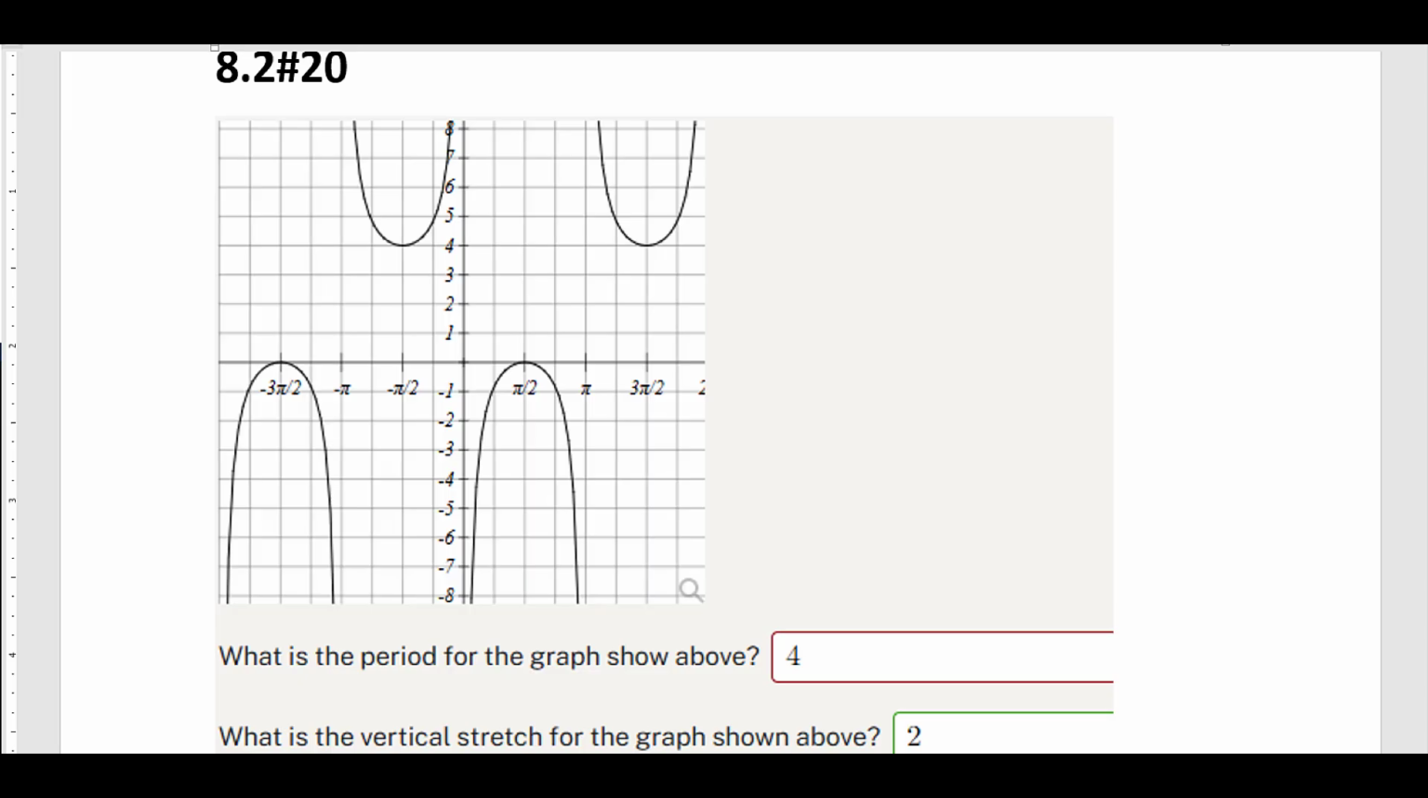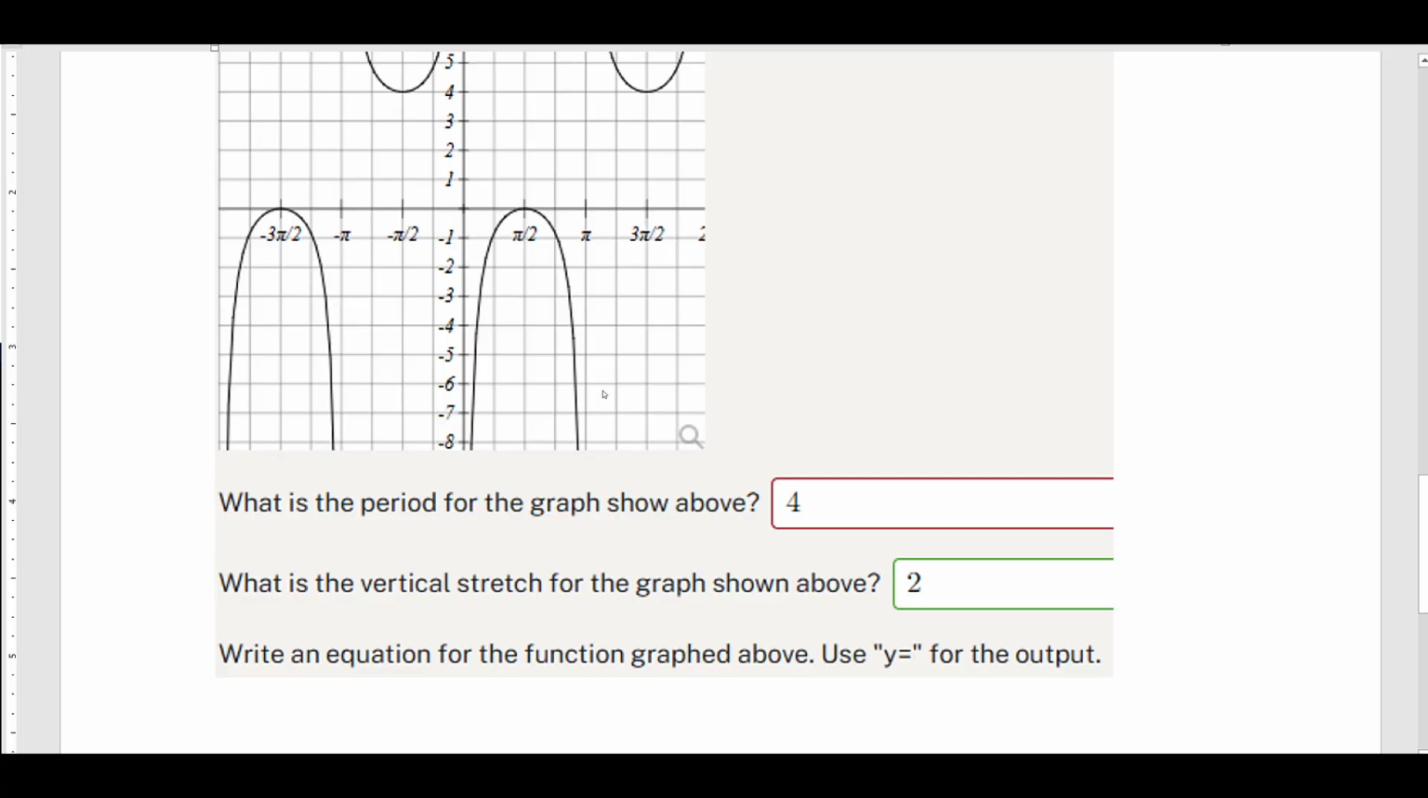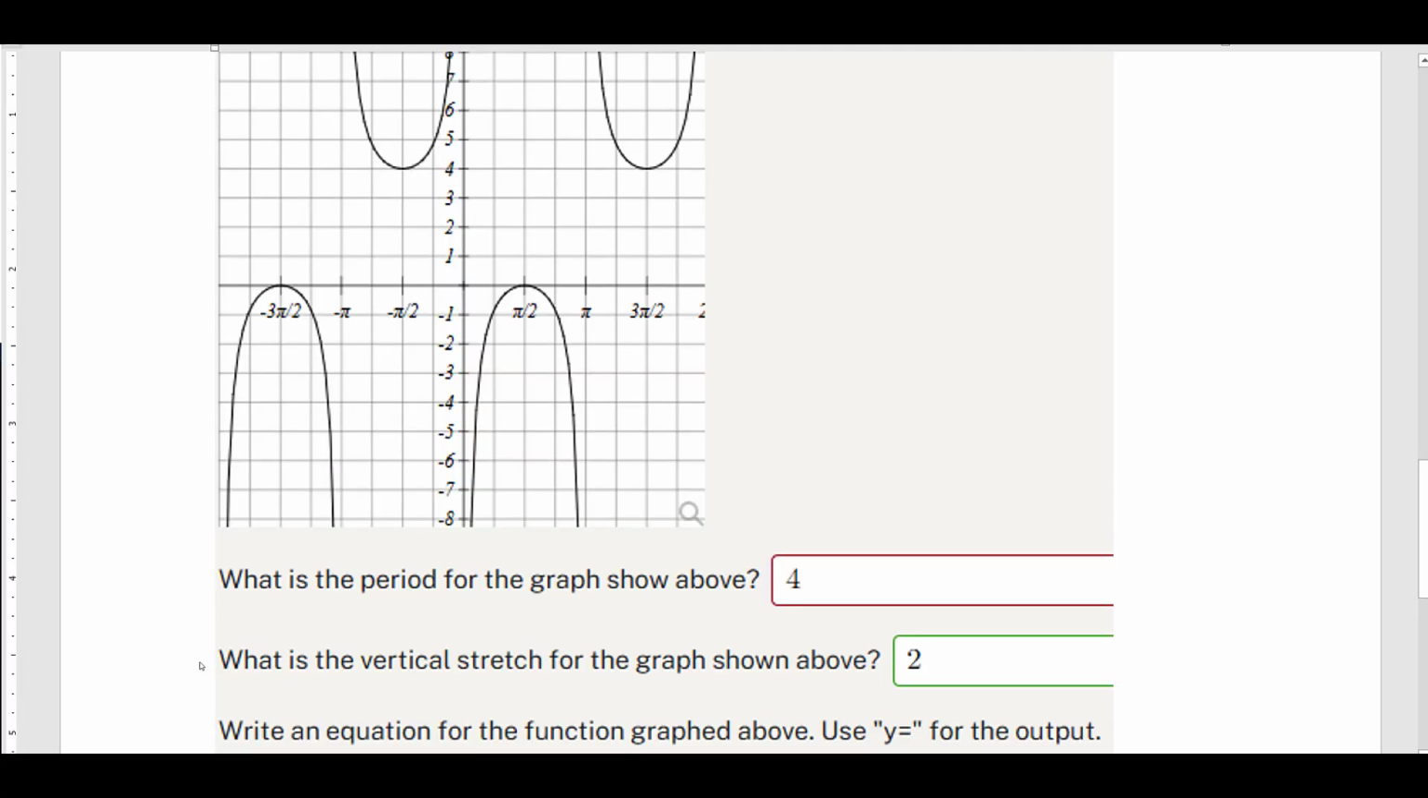We're going to take a look at this next one. This is 8.2, number 20. And so there are three parts to this. And the first question is, what is the period for the graph shown above?